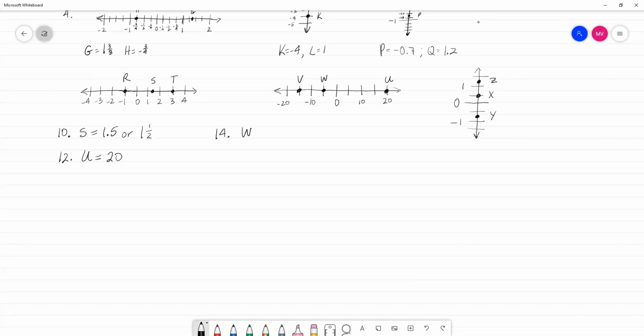W, you should be able to see, because they've labeled every other one, that this is -5, -10, -15, -20. So these segments are in lengths of 5. So W is -5.